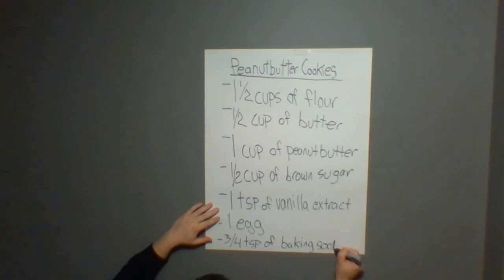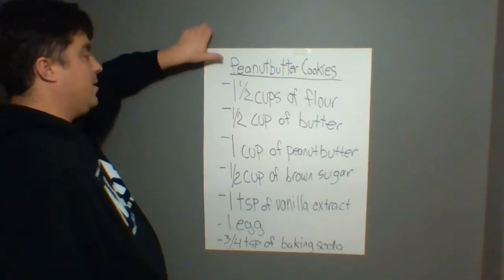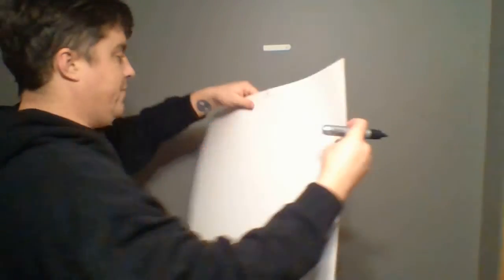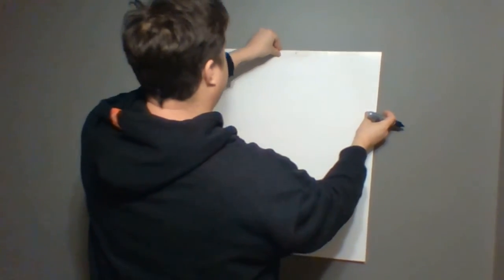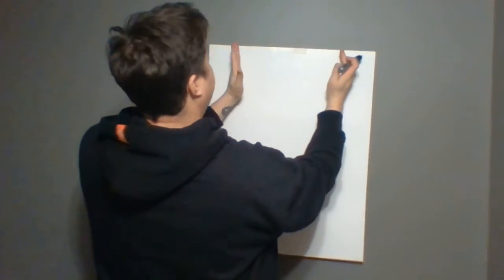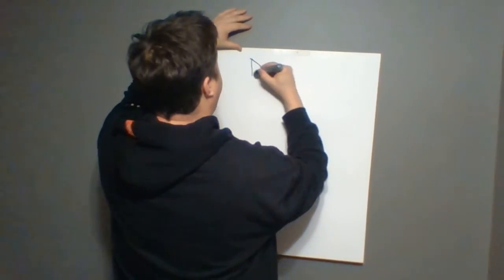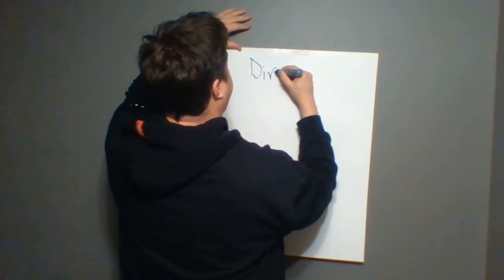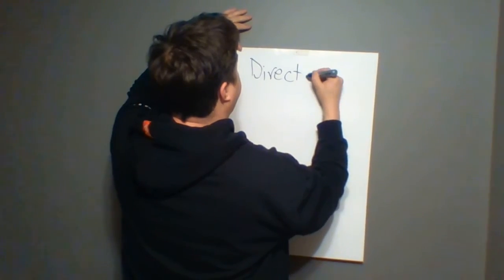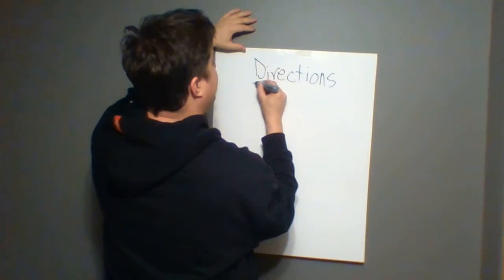Excellent. So now we have our list of ingredients of what we're going to put in. Next, we're going to move on to our directions, so how we're actually going to make it. So we'll put directions centered, about like that, and we're going to underline it again. We did a capital at the beginning.